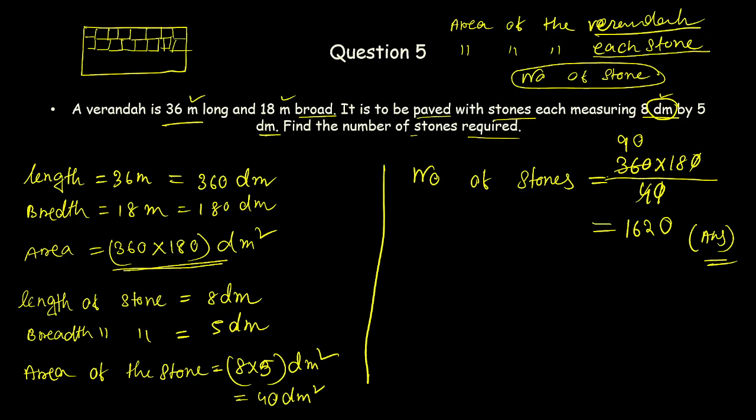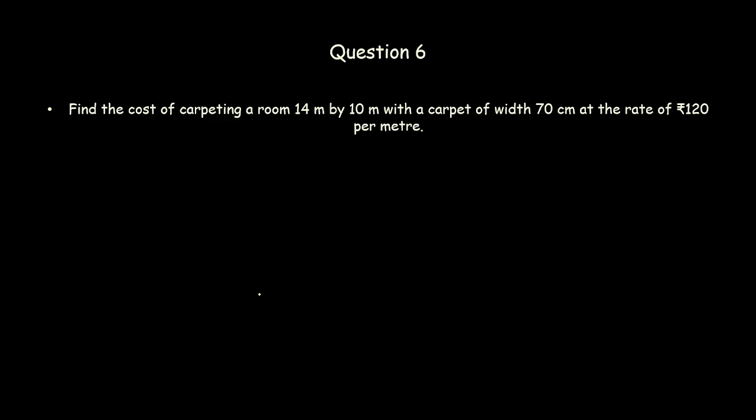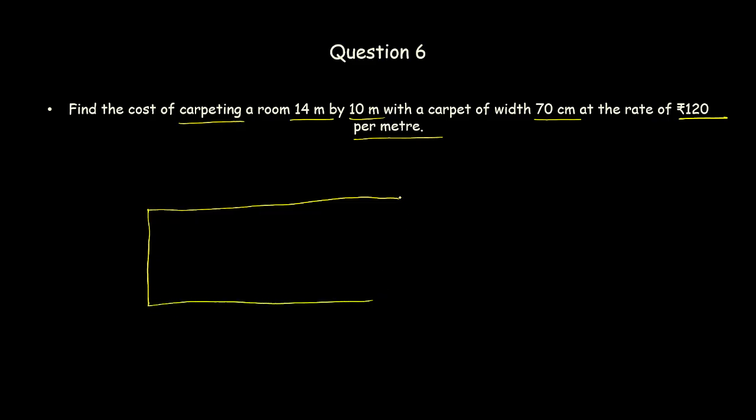Now move to the next question. This is a new concept: find the cost of carpeting a room 14 meter by 10 meter with a carpet that is 70 centimeter wide, and the rate is 120 per meter. So this is a different concept. Suppose there is a room which is 14 meter long and 10 meter wide. This is 14 meter and this is 10 meter, right?